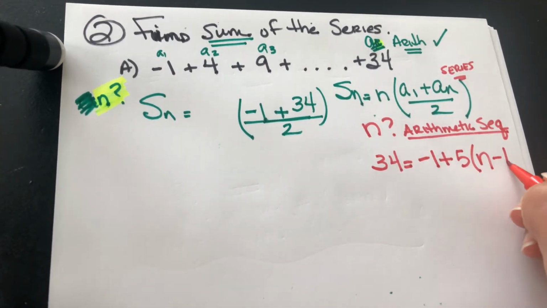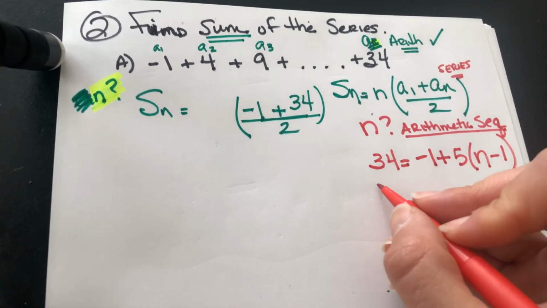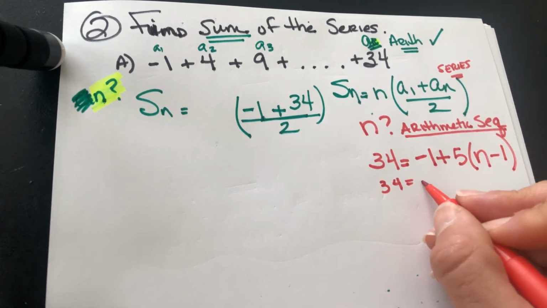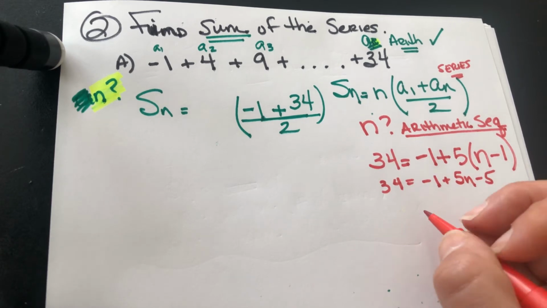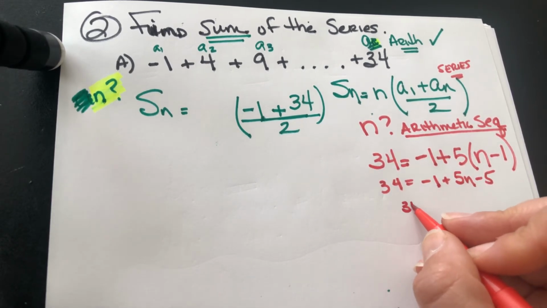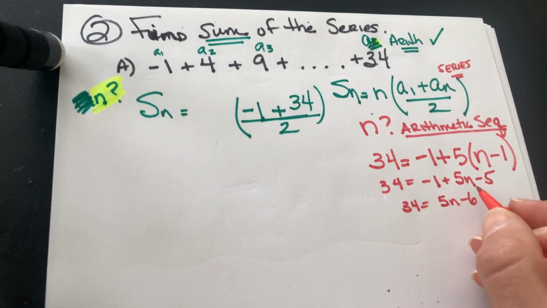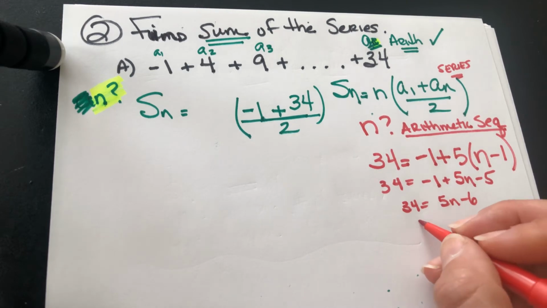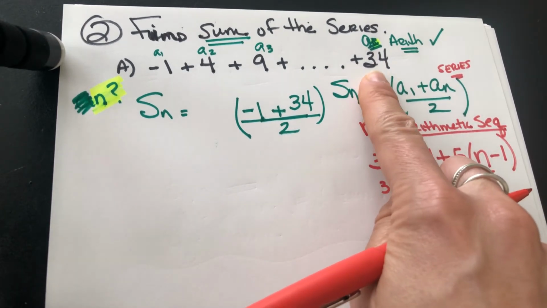And I don't know n because I'm looking for n. I'm looking to figure out what term this is. And then it's a matter of us solving. Again, please do not say 4. It's -1 plus 5n minus 5. Okay, so then you guys get your 34 equals, you could say 5n minus 6. Add 6 to get 40, divide by 5, n equals 8. So this is actually only the 8th term.